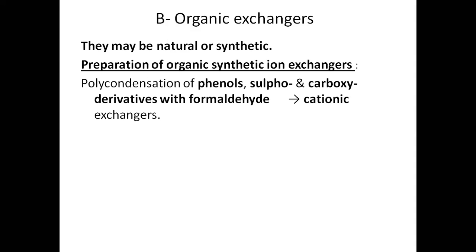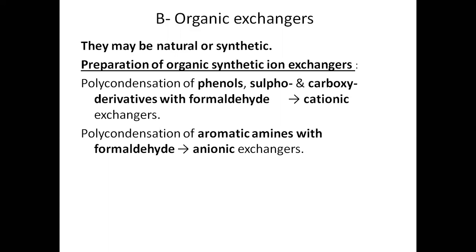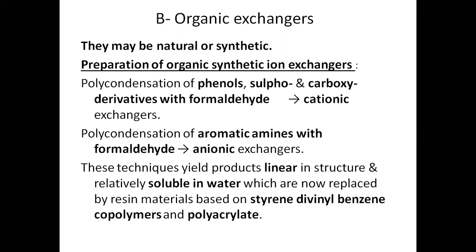Now the organic exchangers include natural or synthetic exchangers. The preparation of organic synthetic ion exchangers includes polycondensation of phenols or sulfur and carboxylic derivatives with formaldehyde, which will give you a cationic exchanger, and polycondensation of aromatic amines with formaldehyde will give you an anionic exchanger. These techniques yield products which are linear in structure and relatively soluble in water, and which are now replaced by resin materials based on styrene, divinyl benzene copolymers, and polyacrylates.